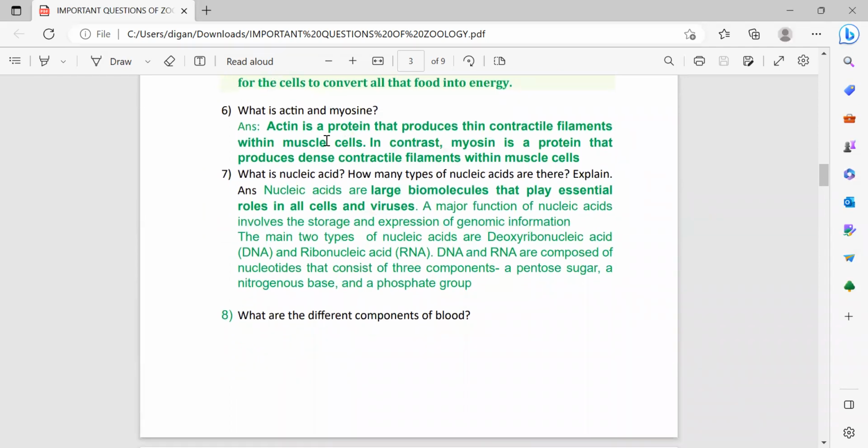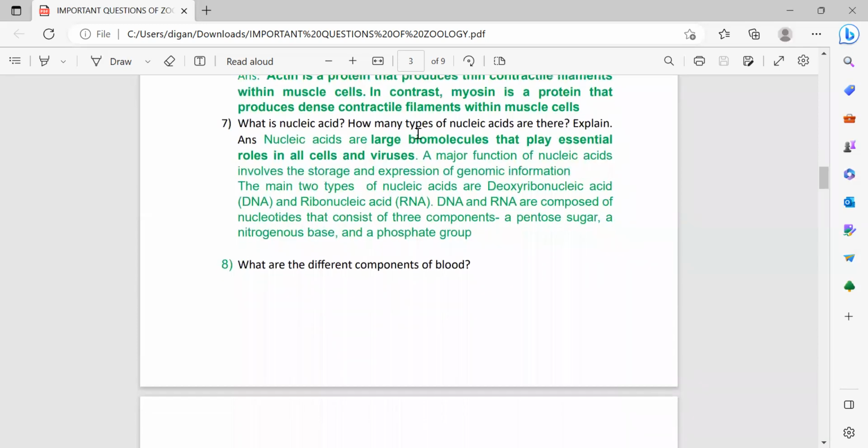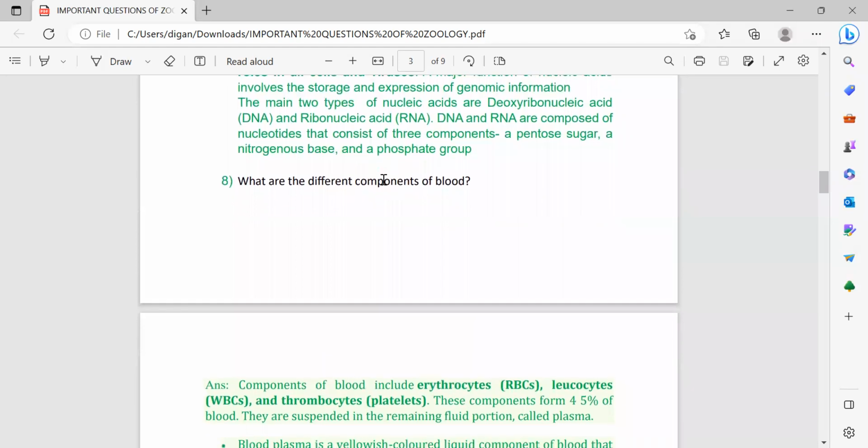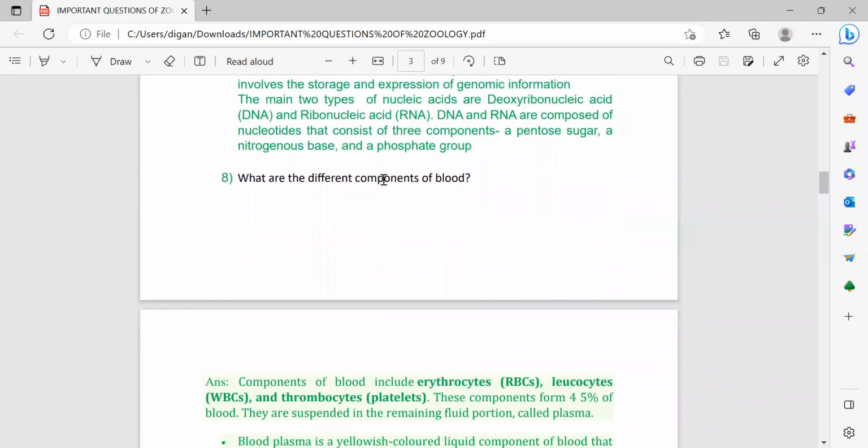What are actin and myosin? A difference may also come, or a definition may also come. Actin is a protein that produces the thin contractile filament within the muscle cell. In contrast, myosin is the protein that produces the thick contractile filament within the muscle cell. What is nucleic acid? How many types of nucleic acid are there? Nucleic acids are large biomolecules. They play an essential role in all cells and viruses, and there are mainly 2 types, DNA and RNA. So DNA and RNA you get in differentiation also.